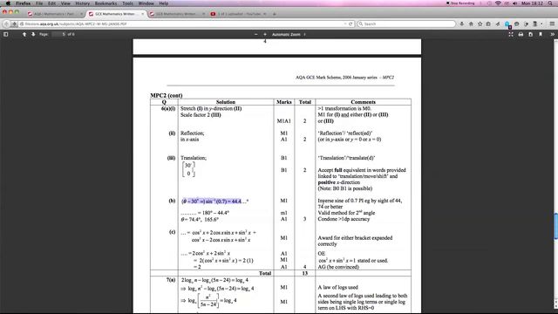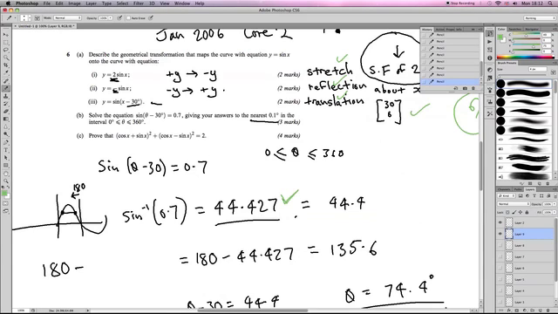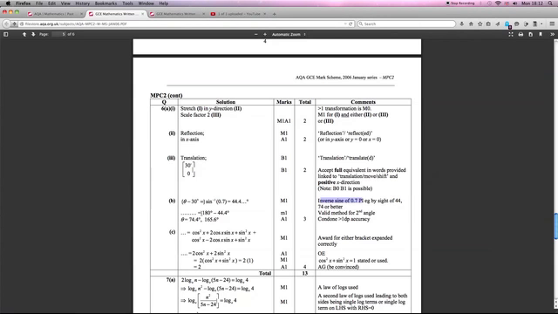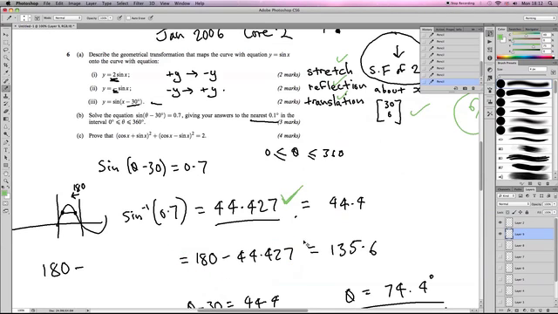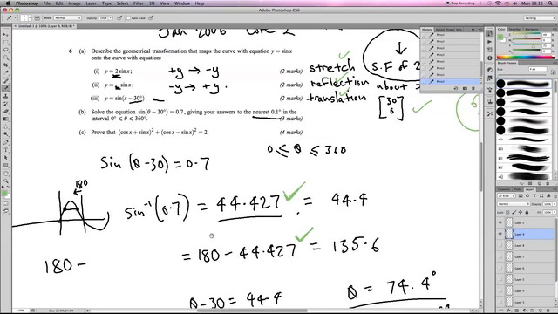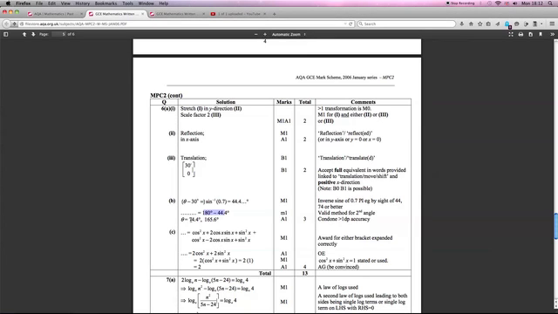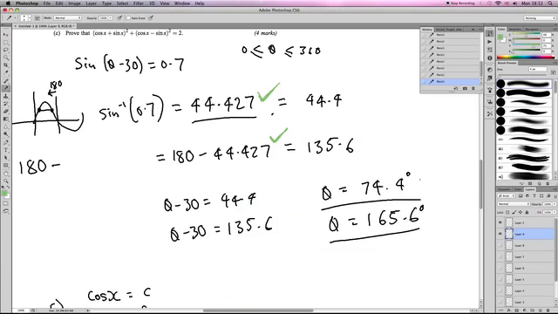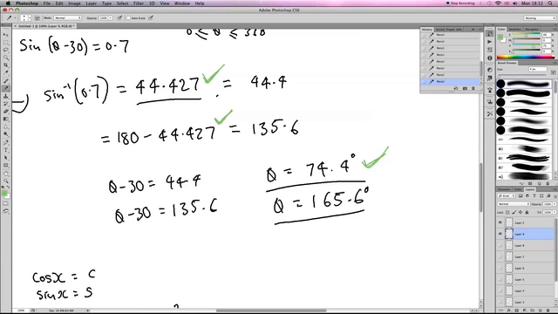There we are. So we found the inverse of 0.7. Inverse of 0.7 is this thing right here. It's 1 mark. I've done 180 minus 44.4, 180 minus 44.4. That gives us the other mark. And then last but not least, 74.4 and 165.6, sorry. There. Is that 3 marks? It's 3 marks. So there, 3 out of 3.